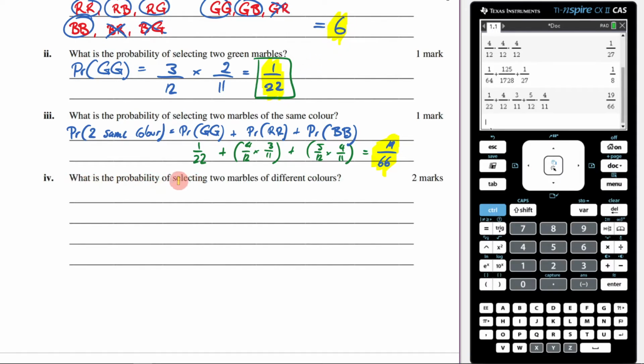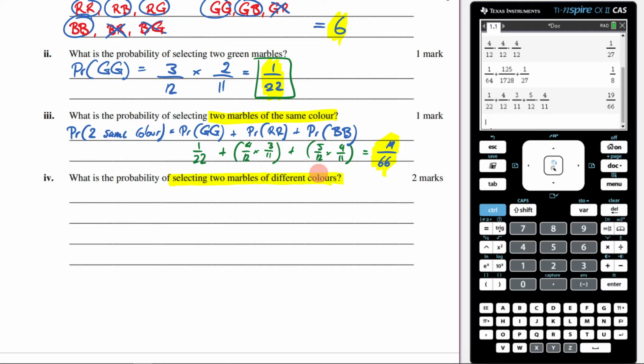What's the probability of selecting 2 marbles of different colors? Okay, this is where I really think you need to turn your brain on a little bit and think, all right, well, I know that the probability of selecting 2 marbles of the same color is 19 on 66. So the probability of selecting 2 marbles of a different color is simply going to be 1 minus this right here. So this is recognizing that these are complementary events.